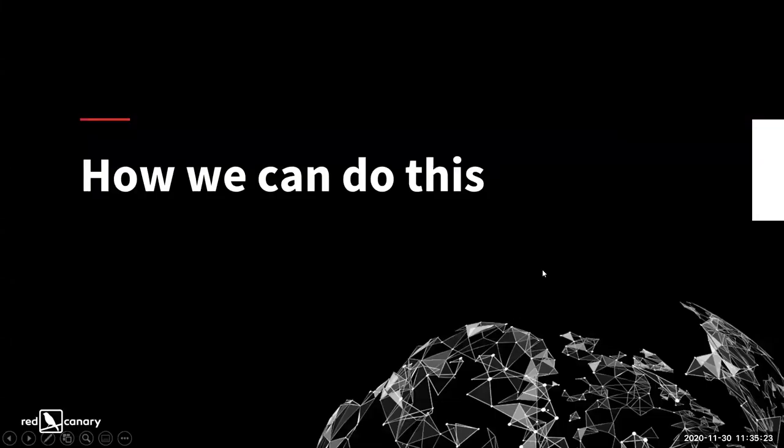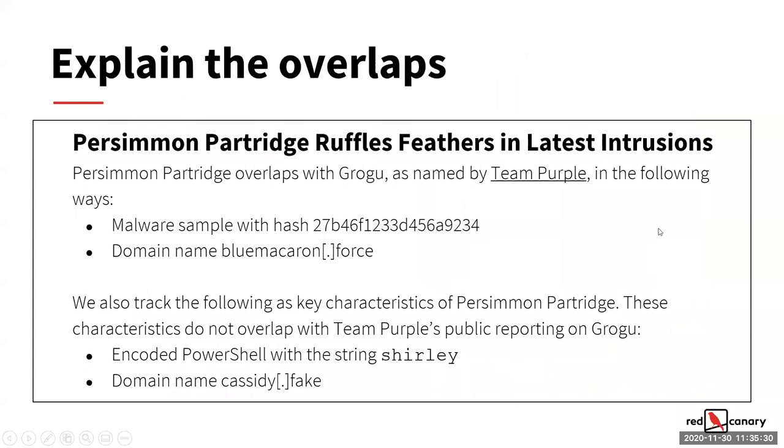So maybe that makes sense theoretically, but you're kind of like, this seems hard. I don't know how to do this in a real way. Here are some examples. The big one and the big ask I have for all of you is, when you're putting out public reporting, explain overlaps to anyone else's public reporting that you know about. Of course, you're not going to know about everything, but if you do know about it and you can explain the overlaps, please, please do it, because it will help us all understand how people are tracking these different groups.